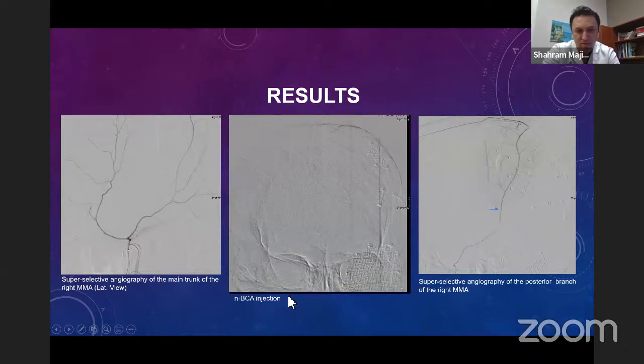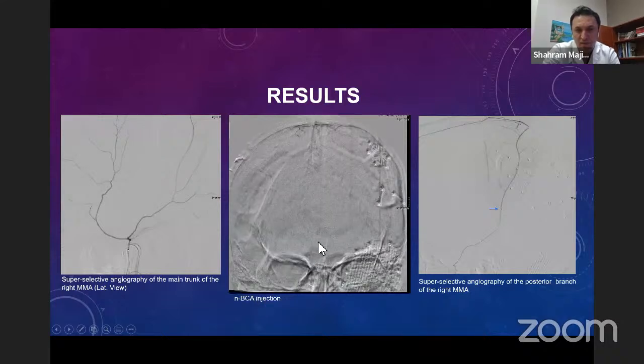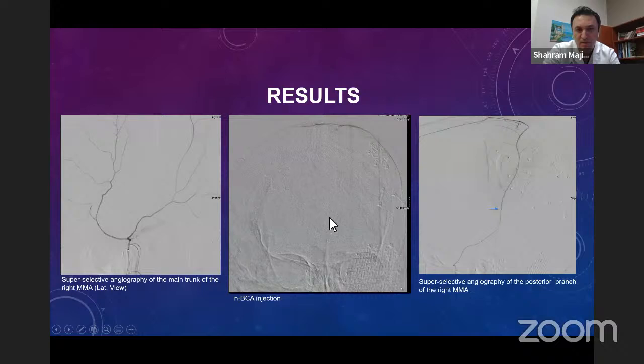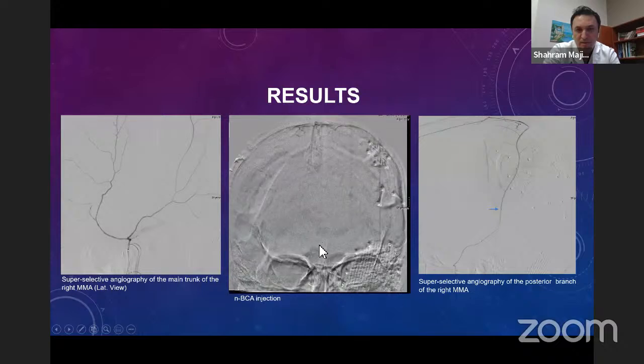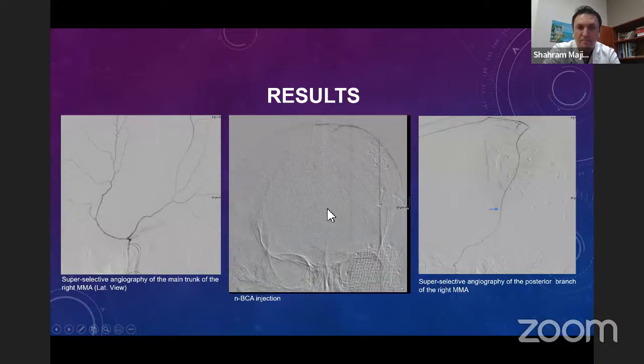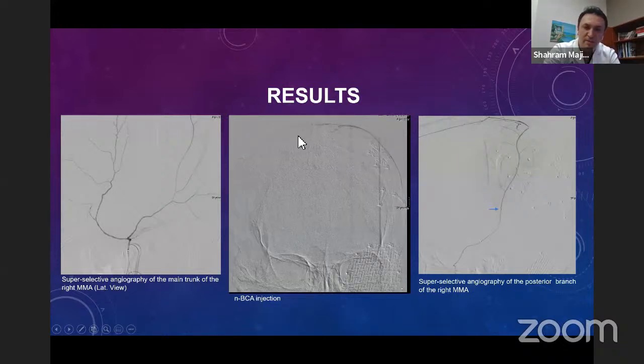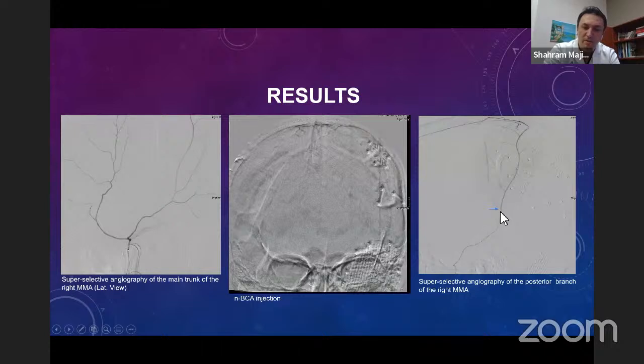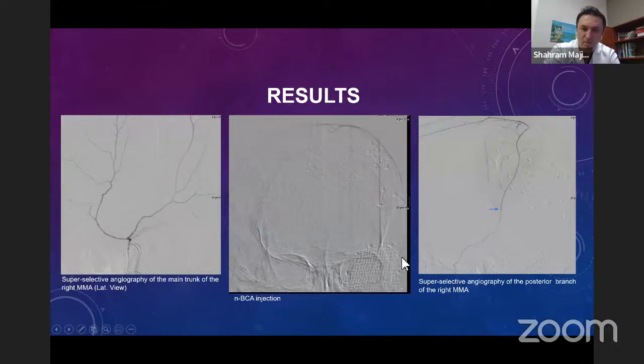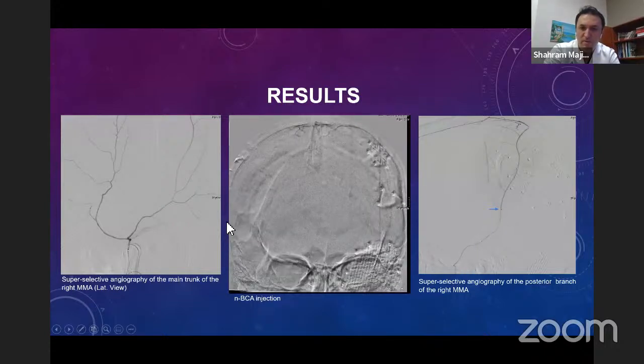And at this point, it is safe to start a glue injection, as you see in the middle of the picture. NBCA injection is being performed, and glue is crossing the midline to the contralateral side. And we are way higher than any dangerous anastomosis in the petrous bone or toward the eye.